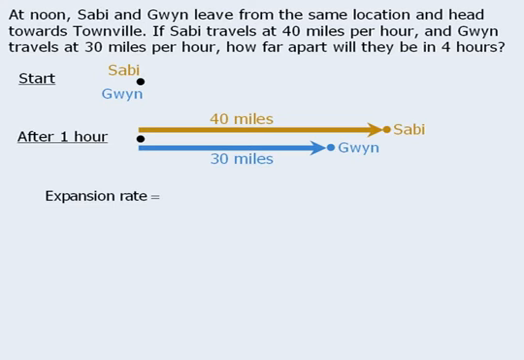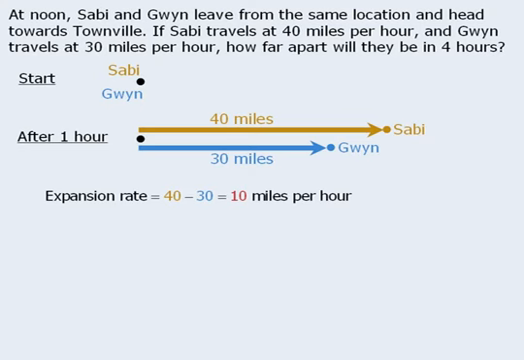We can calculate the expansion rate by subtracting Gwyn's distance of 30 miles from Sabby's distance of 40 miles. So after 1 hour, the two of them are 10 miles apart, so we can say that the distance between them is expanding at a rate of 10 miles per hour.